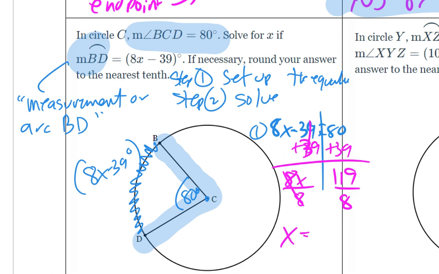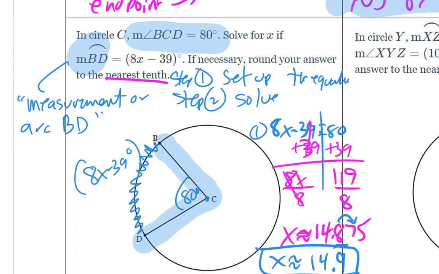Cancels out. So if I put that into my calculator, we're going to say 119 divided by 8, and that's going to give us approximately 14.875. So it says round to the nearest tenth, so that means one digit. We're going to underline that 8. We're going to ask that 7 what to do. And the 7 tells us to bring up the 8 to a 9, and then we work backwards. Okay, so x is approximately 14.9. And that's going to be our answer.